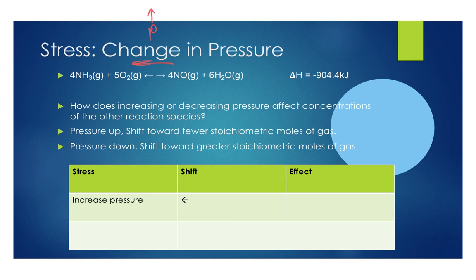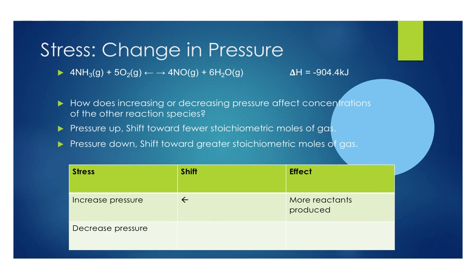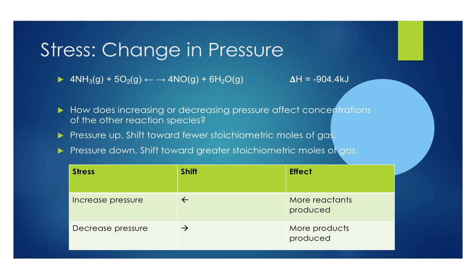So the shift is to the left when we increase the pressure. And what's the effect of that? The net effect is that we're making more reactants. The second thing that happens, if we decrease the pressure, so again, 9 moles, 10 moles, pressure is going down. What happens? The system is going to want to restore that pressure, so it's going to do that by creating more gas particles. So it's to the right, and more products are getting produced.